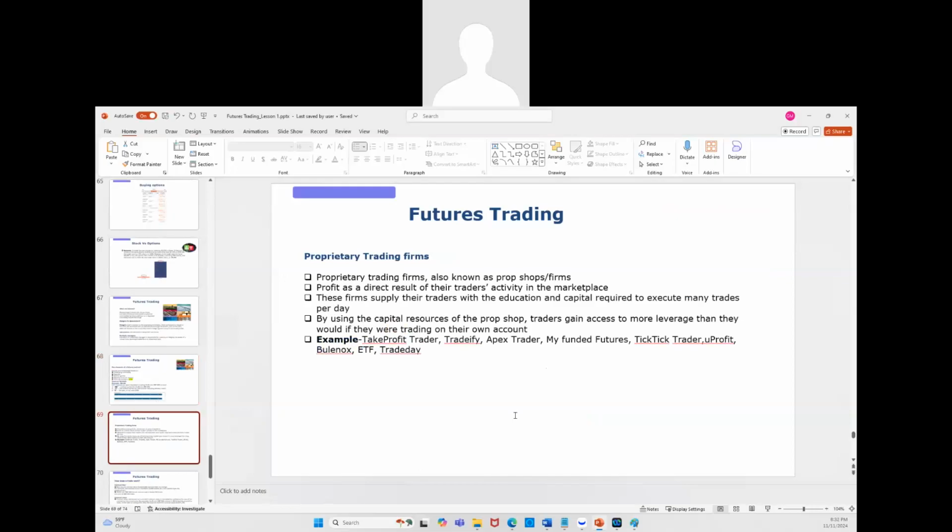Prop firms are nothing but companies who provide you with leverage for you to trade for a profit. So just like the headline is saying, they supply their traders with education and the capital required to execute many trades per day. I'll give you an example. If you're trading Nasdaq today, Nasdaq is very expensive. One contract is like, I don't know the exact price, should be like 27,000 or so. For some people, that's their money for one contract.